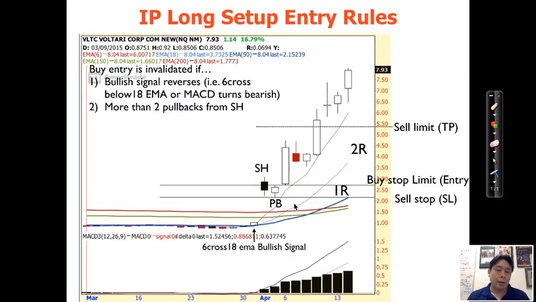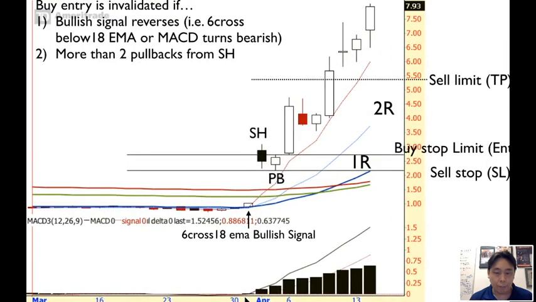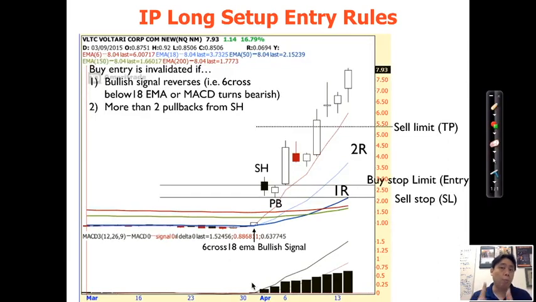Okay. Now let's take a look. Were there any earnings coming up? Nope. So that's fine. Now notice MACD is bullish as well, right? So remember, MACD has to be bullish when you're taking a long entry. By the way, not only did the 6 cross above the 18, but the MACD also just crossed bullish. So in this case, we had 2 bullish signals happening at the same time, and that is what we call an A quality setup. Okay, great.